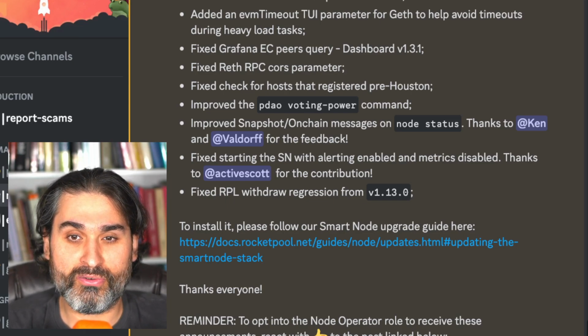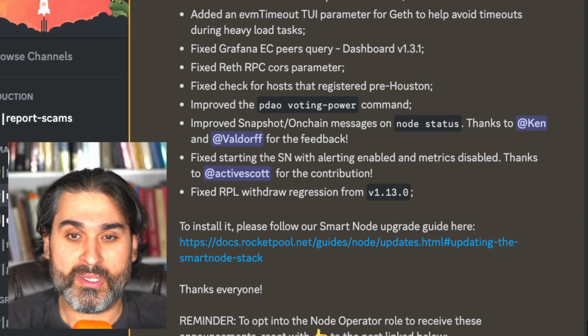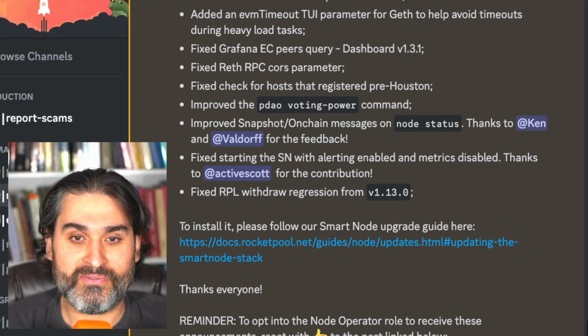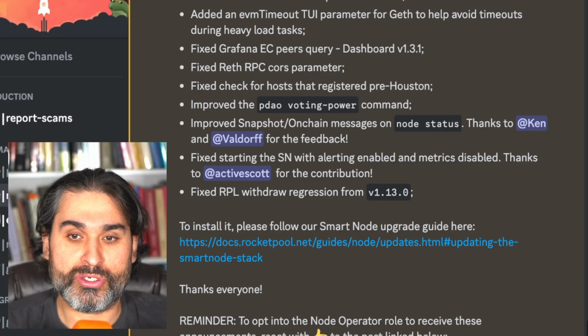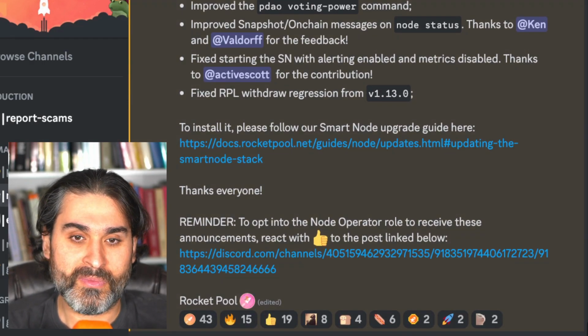Thanks to Ken and Buidl for the feedback. And then we also have fixed starting the smart node with alerting enabled and metrics disabled. Thanks to Active Scott for the contribution. And fix the RPL withdraw regression from 1.13.0. And then to install it, you follow the details, and that's it.